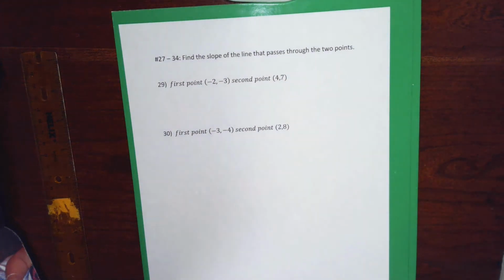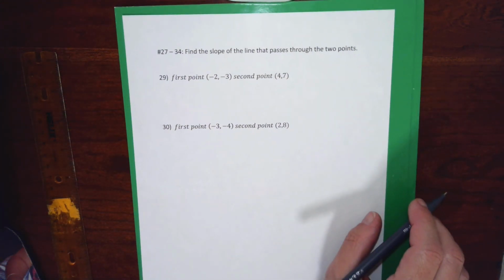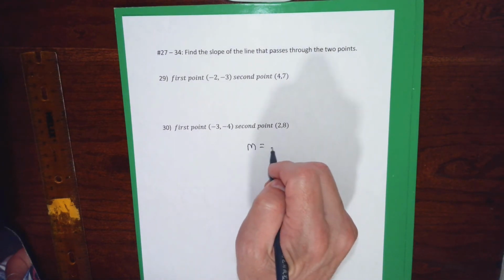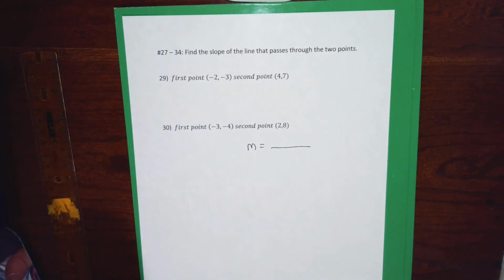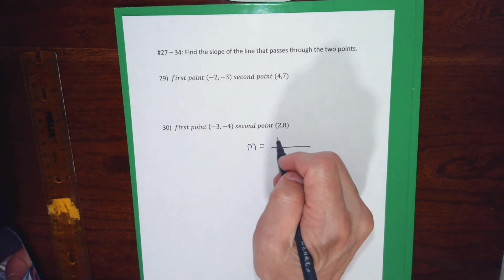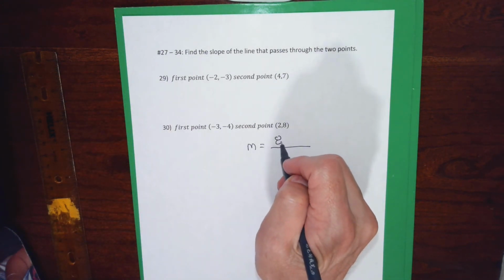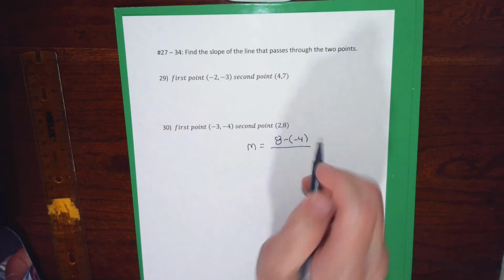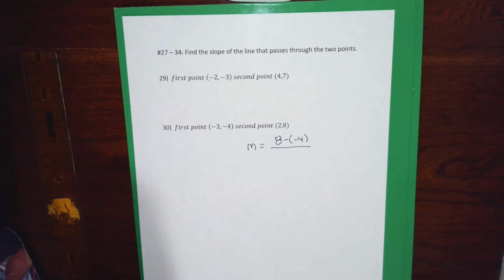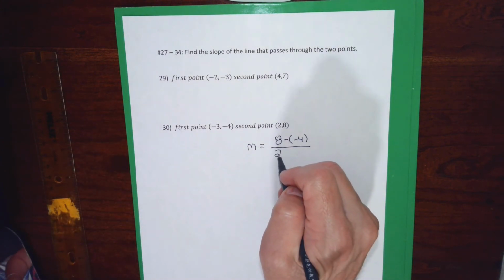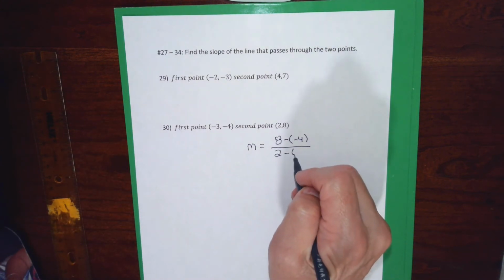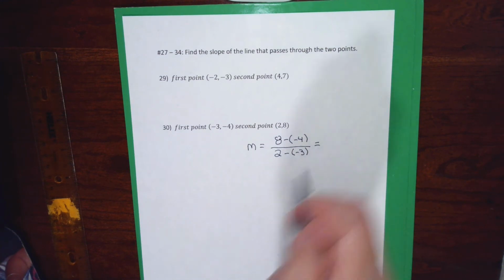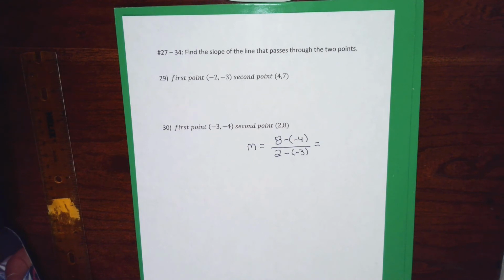Do the same for problem 30. Find the slope of the line that connects the 2 points. I'm going to form a fraction. In the numerator of the fraction, I'm going to take the y coordinate of the second point minus the y coordinate of the first point. In this case, it's going to be 8 minus negative 4. In the denominator of the fraction, the x coordinate of the second point minus the x coordinate of the first point. That's going to be 2 minus negative 3.